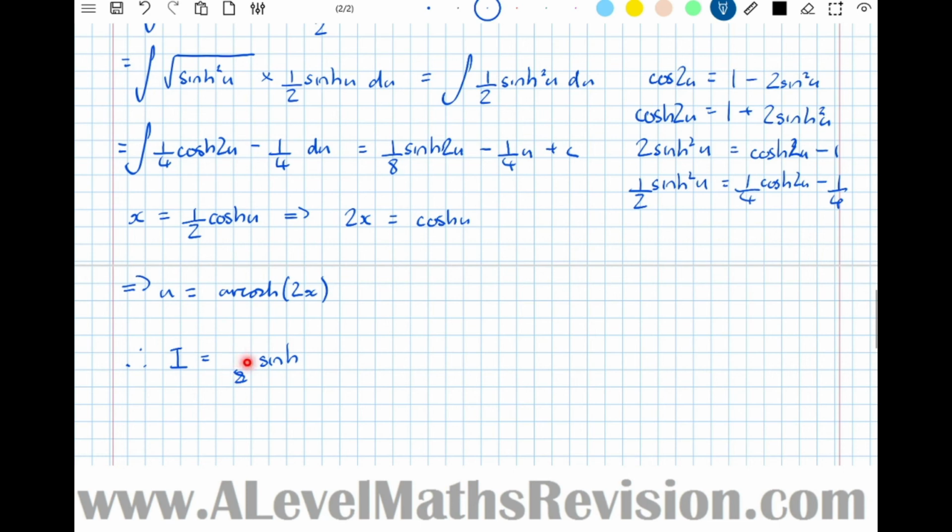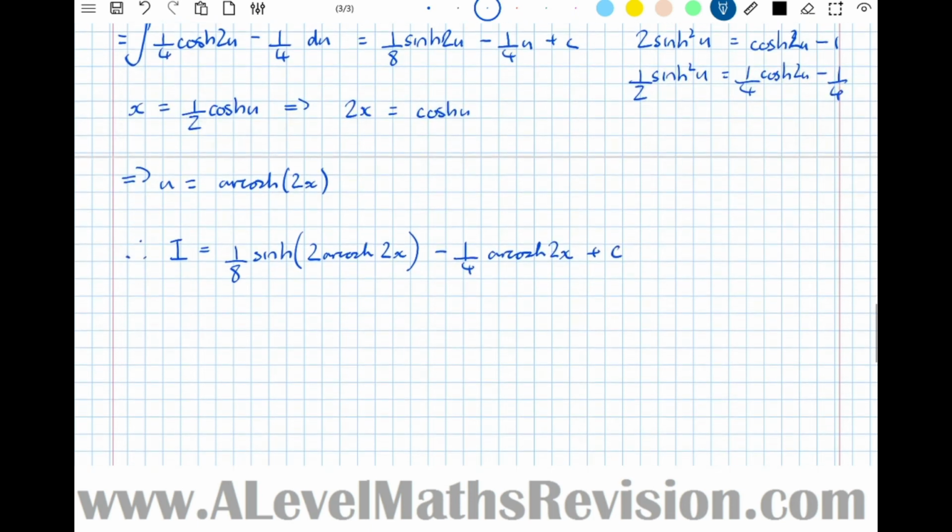sinh of two lots of arcosh of 2x, take away a quarter arcosh of 2x plus c. We've got a double angle here. It's sinh of two lots of something, so equals an eighth times two sinh of arcosh 2x cosh of arcosh 2x, take away a quarter arcosh 2x plus c.